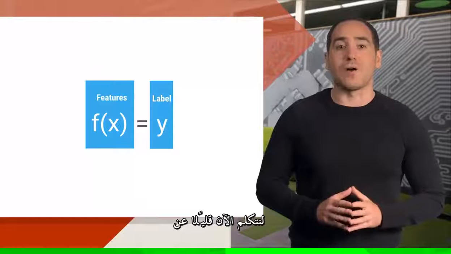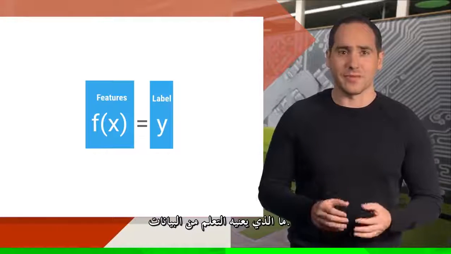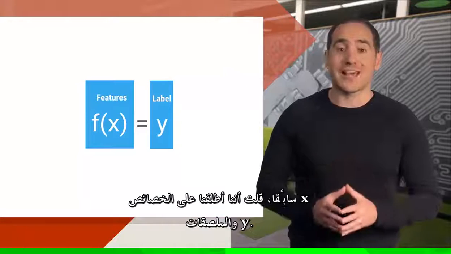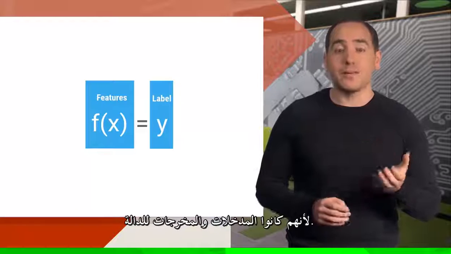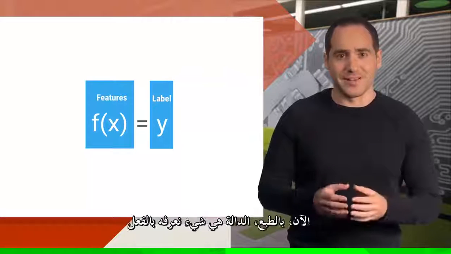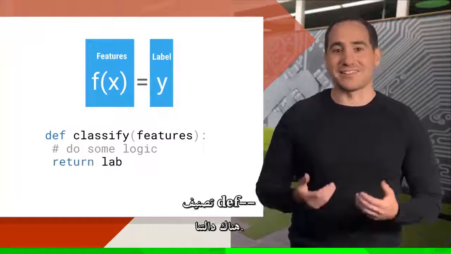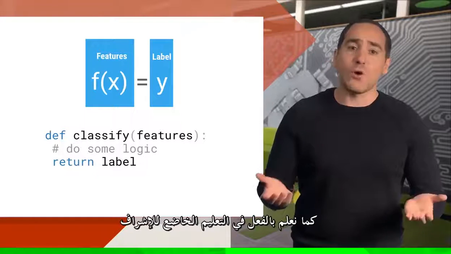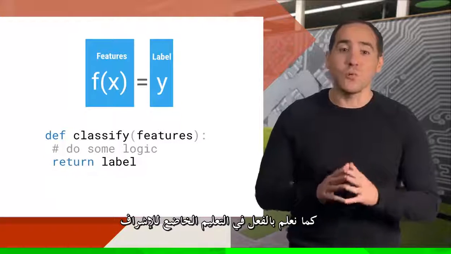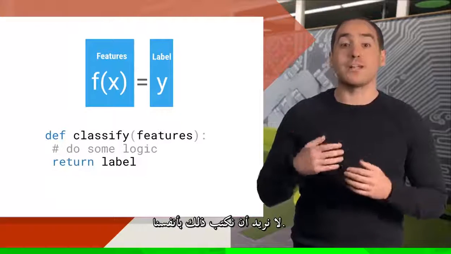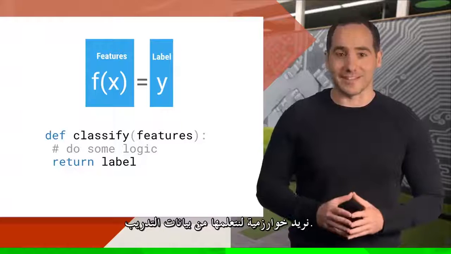Now let's talk a little bit more about what it means to learn from data. Earlier I said we called the features X and the labels Y because they were the input and output of a function. Now, of course, a function is something we already know from programming. Def classify, there's our function. As we already know in supervised learning, we don't want to write this ourselves. We want an algorithm to learn it from training data.